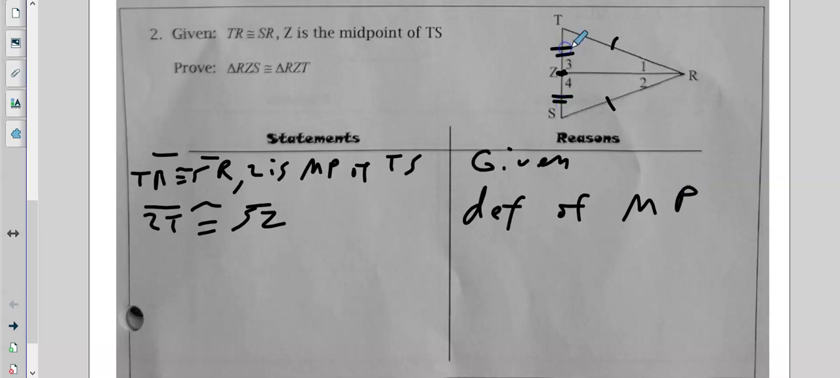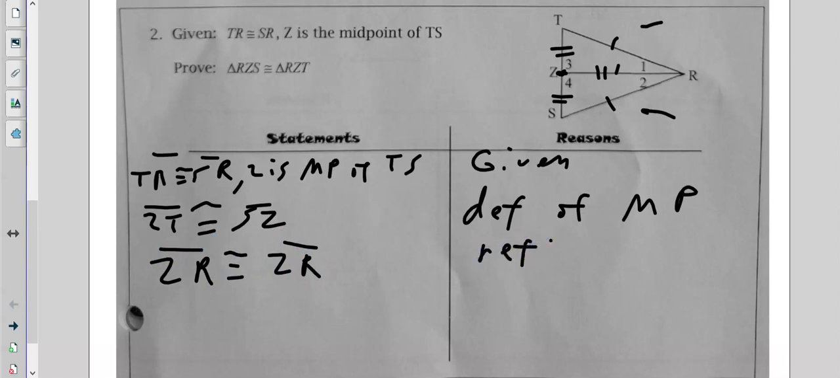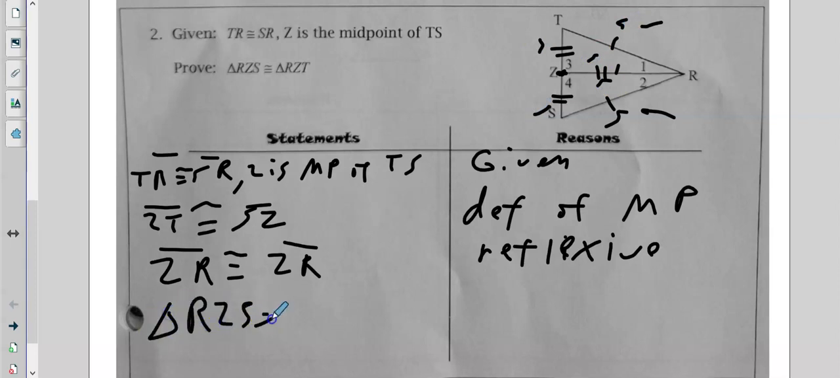And then I need to use 2 here because I used 1 here and 1 here. And then I always look for this, and I have it. So I say ZR is congruent to itself, just like before. And that is by reflexive. I can spell. Reflexive. We're done. We have S and S and S. So we can say triangle RZS congruent to triangle RZT. Okay? And that is by SSS.